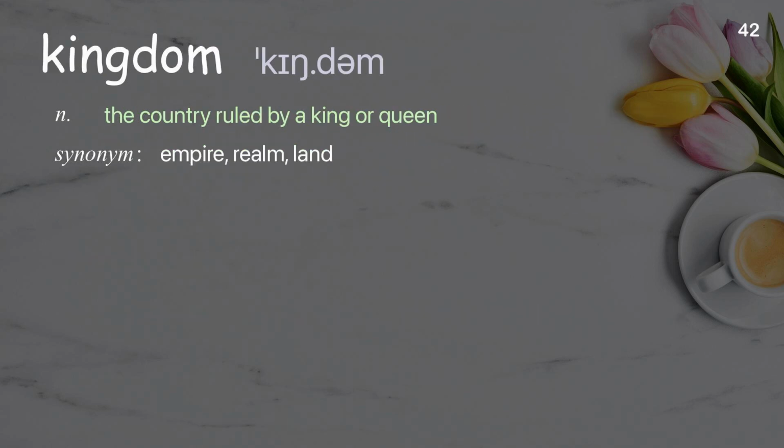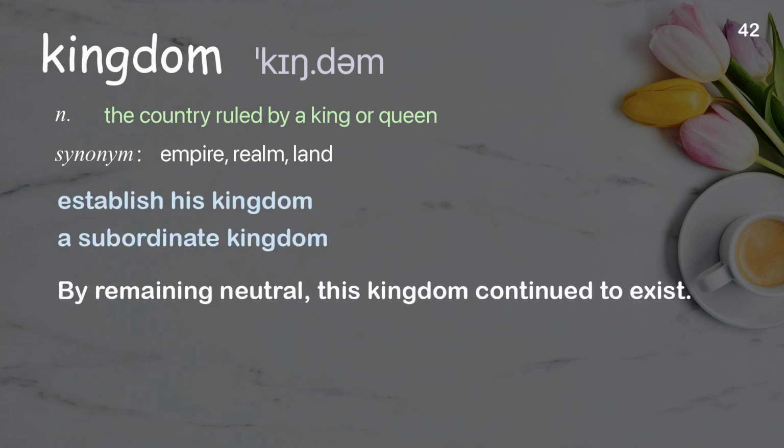Kingdom: the country ruled by a king or queen. Examples: establish his kingdom, a subordinate kingdom. By remaining neutral, this kingdom continued to exist.